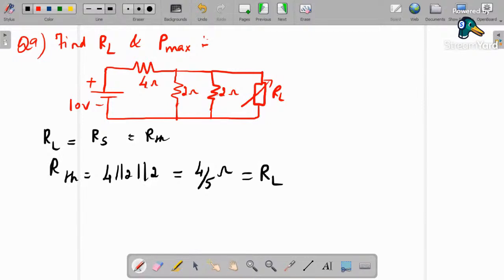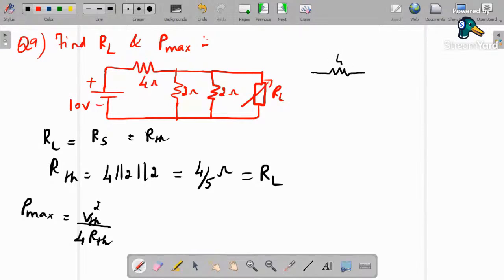Okay. Next, what about Pmax? What is the Pmax formula? To find the maximum power transferred, the formula is VTH square divided by 4 RTH. We found R Thevenin, but we don't know V Thevenin. V Thevenin is nothing but the open circuit voltage.